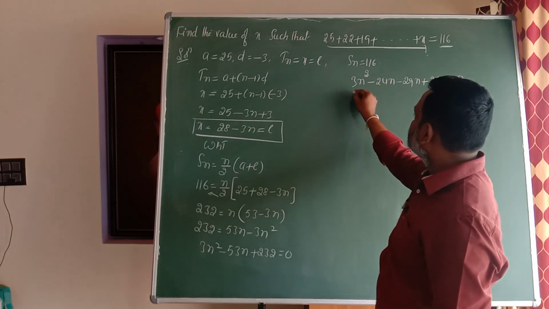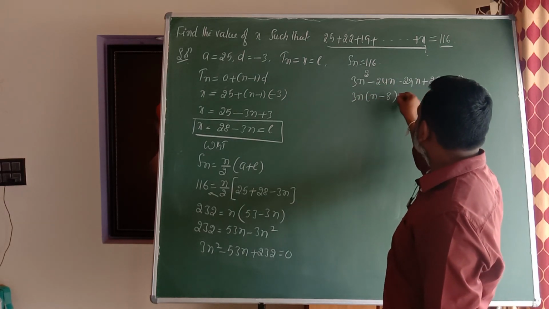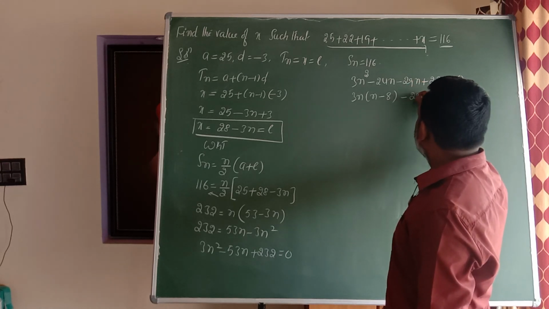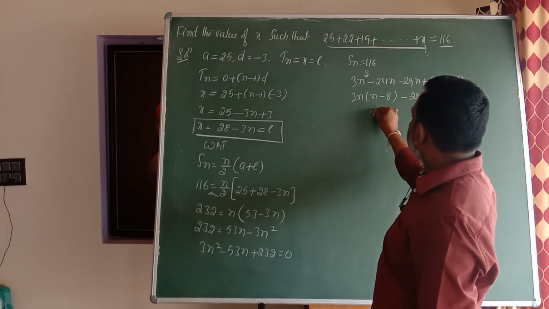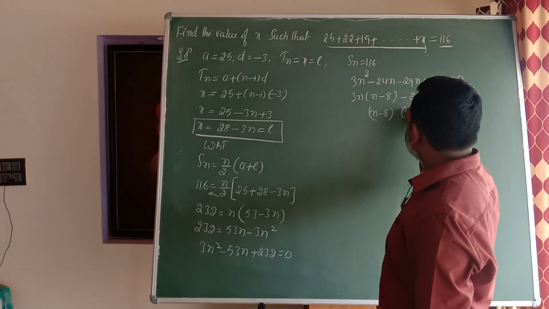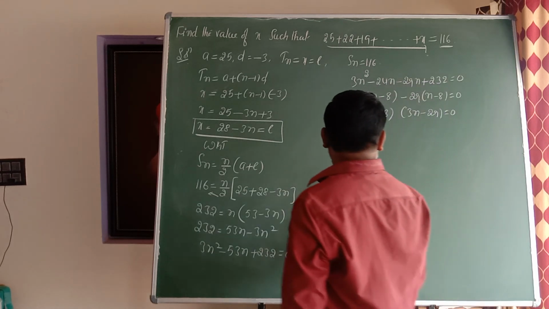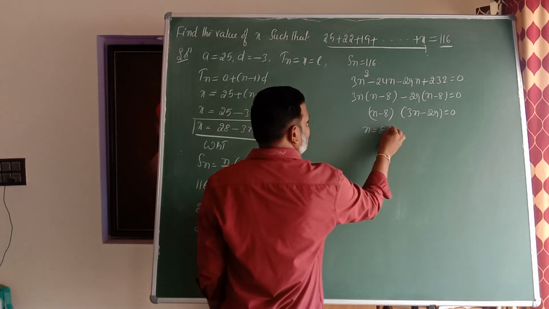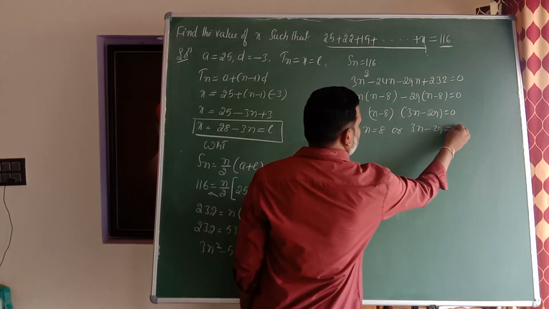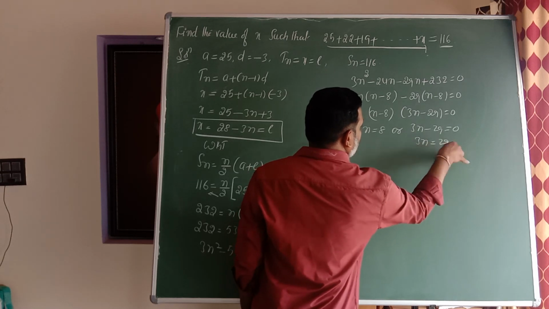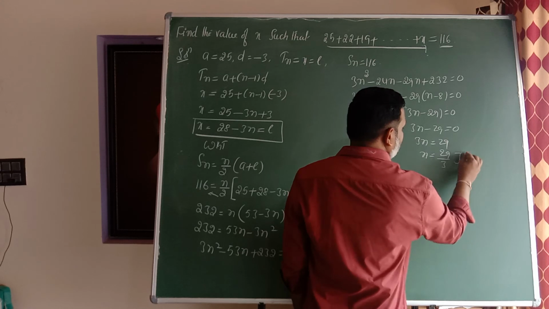From the first two terms, 3n is common. What you will get? 3n into n minus 8, minus, here 29 is common, 29 into n minus 8, is equal to 0. So now n minus 8 into 3n minus 29 is equal to 0. I mean here n is equal to 8 or 3n minus 29 is equal to 0. Then 3n is equal to 29, n is equal to 29 by 3. This is not possible.